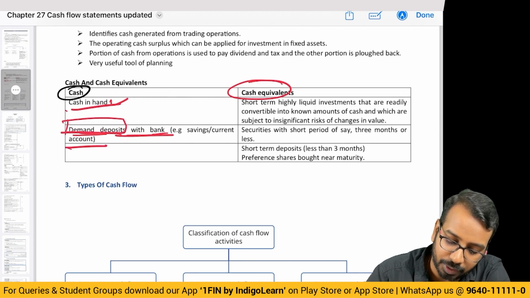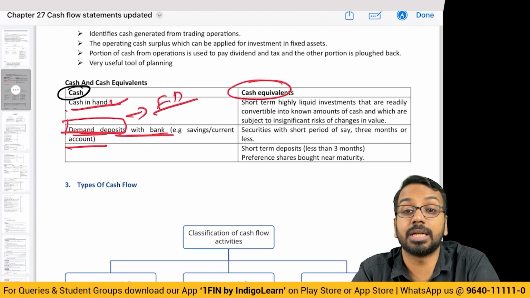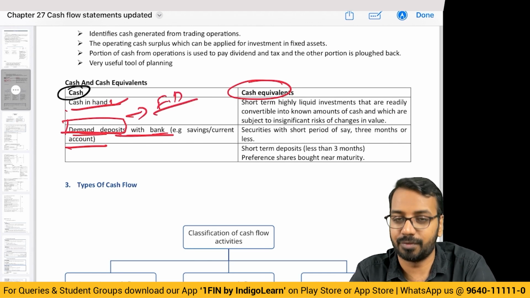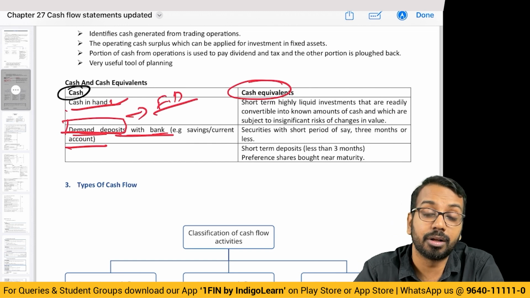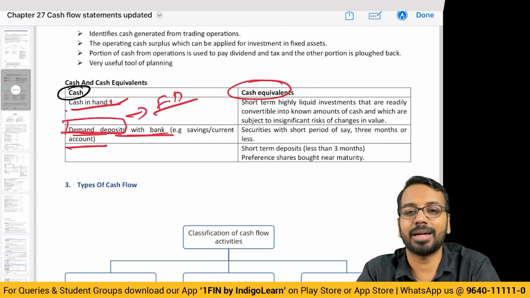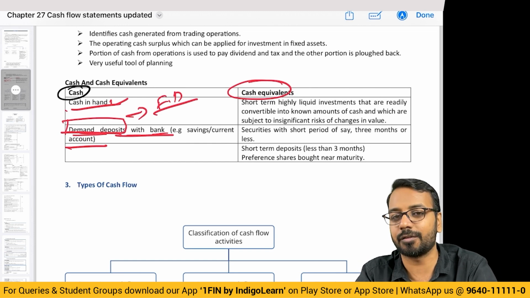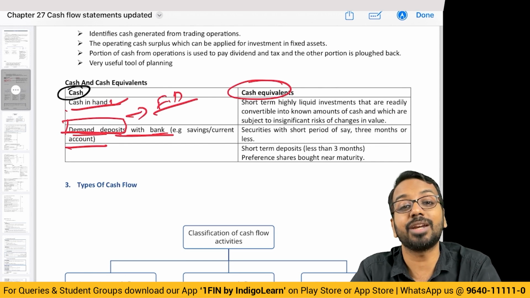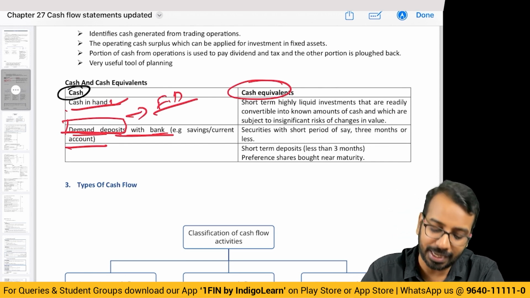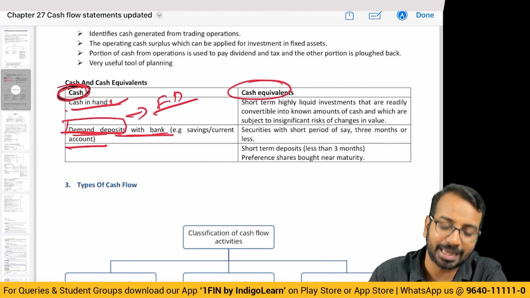Now this demand deposit, you have to differentiate this with fixed deposit. Fixed deposit is there for a fixed tenure. Sir, but we can go to the bank and we can ask any time that we want to break our FD. You can ask, but for that you have to pay a penalty. Okay, that is why it is not included as a part of cash.